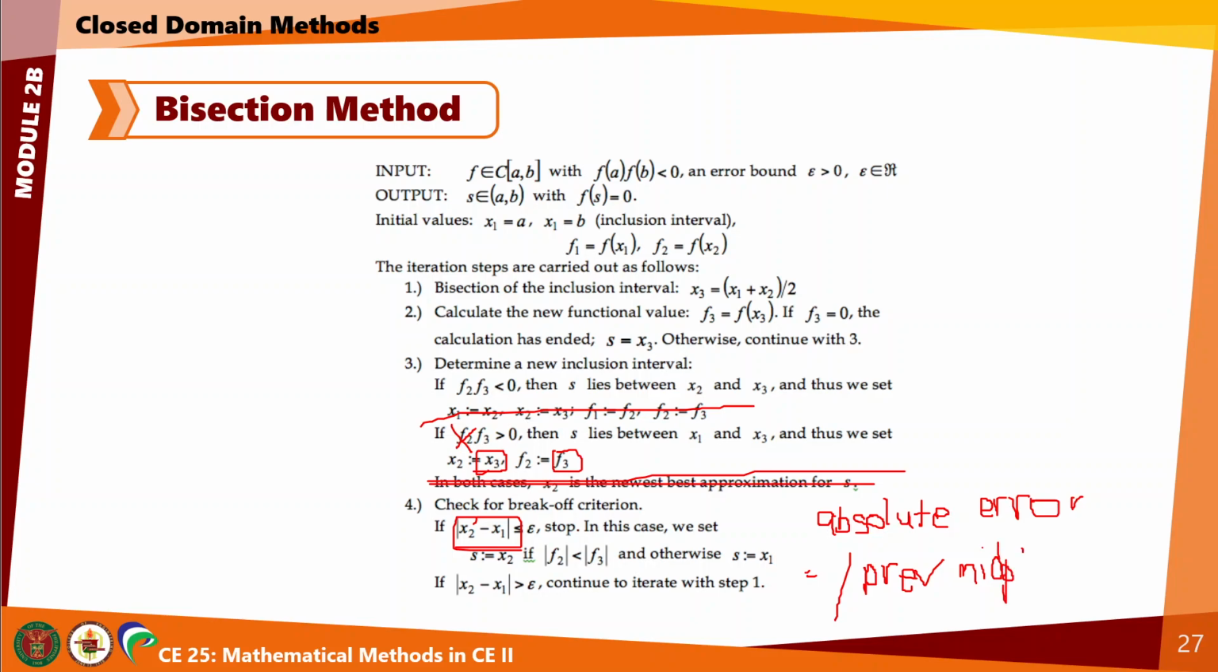Okay, midpoint minus current midpoint. Absolute value naman yan, so kahit magkabaliktad. Okay, so that's our absolute error.